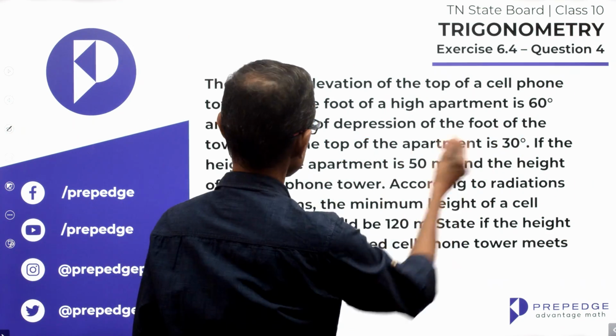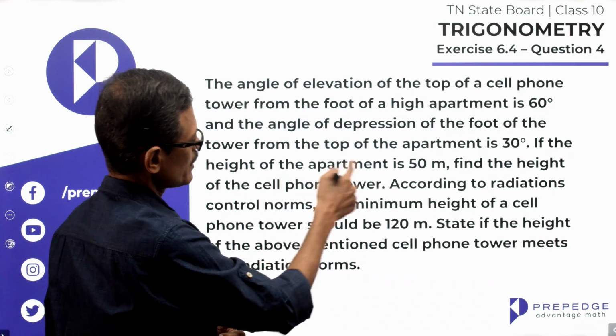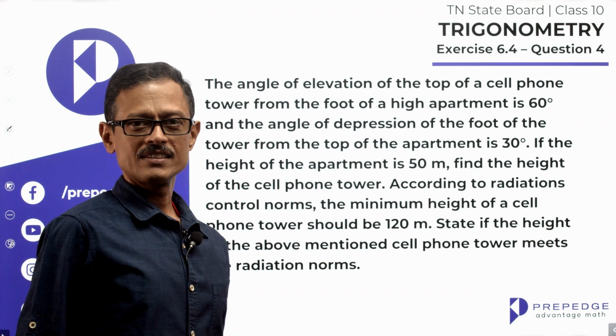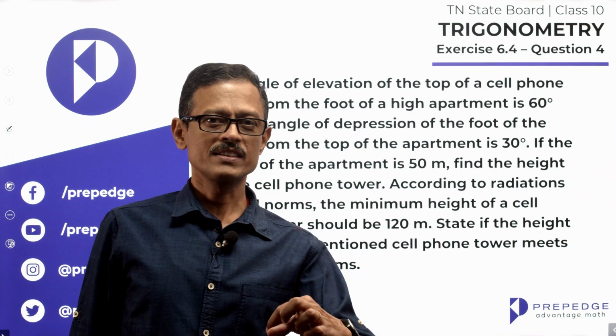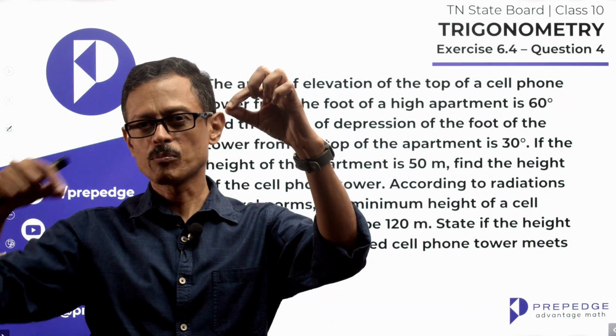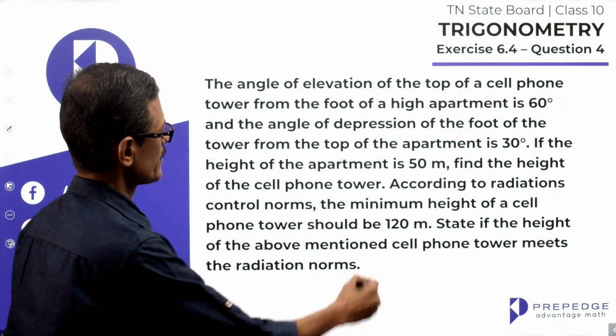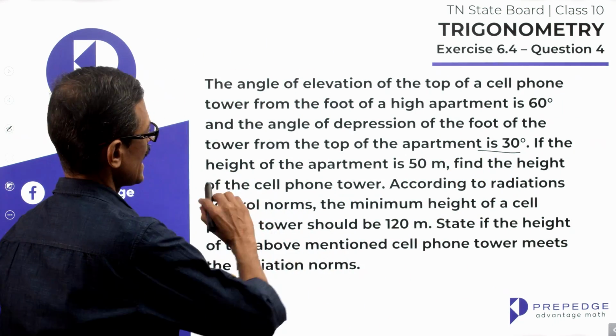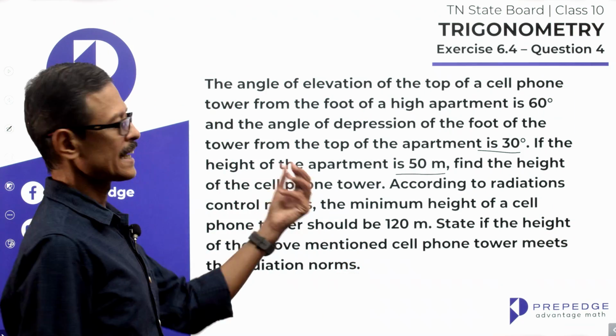And the angle of depression of the foot of the tower from the top of the apartment is 30 degrees. So, foot of the apartment complex வந்து we are just climbing to the top of the apartment complex. அங்கிருந்து cell phone tower ஓட bottom பார்க்குறோம். இப்போ angle of depression is equal to 30 degrees. Height of the apartment is 50 meters. Find the height of the cell phone tower.